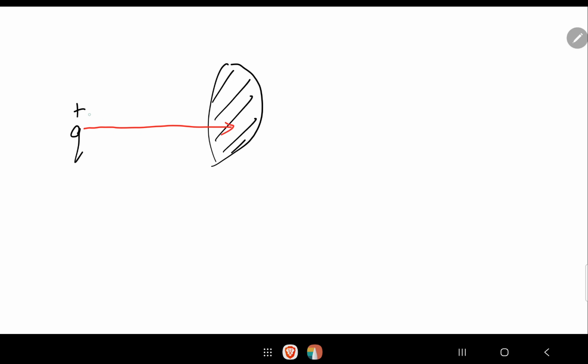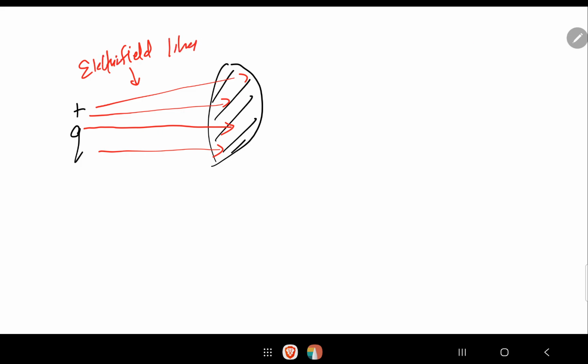In the same way, when we talk about electric flux, let's say there's a charge plus Q here, and I put, let's say, let's take a sphere, right? Sphere here. Now you see, from the positive charge, it will have an emanating field outwards. And those field lines, these are the electric field lines.